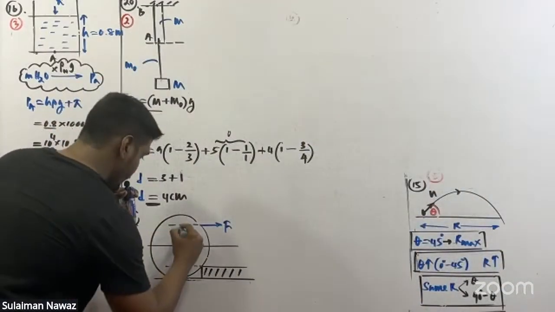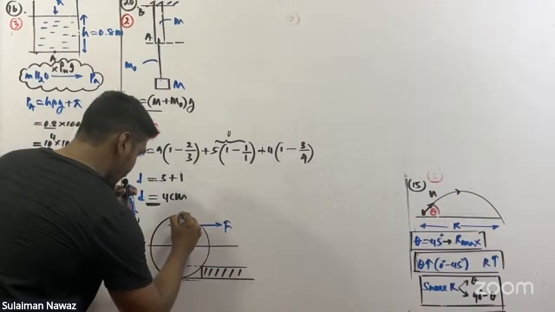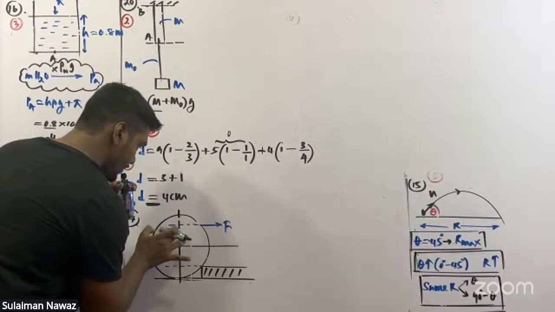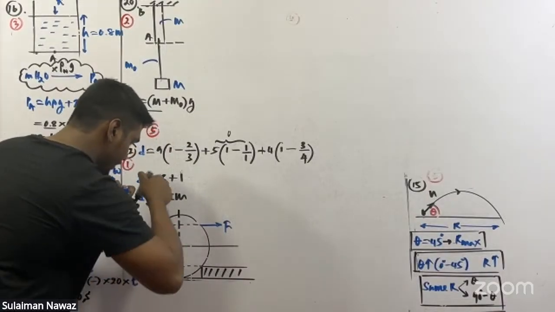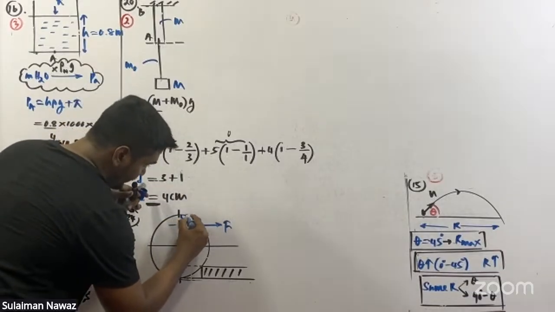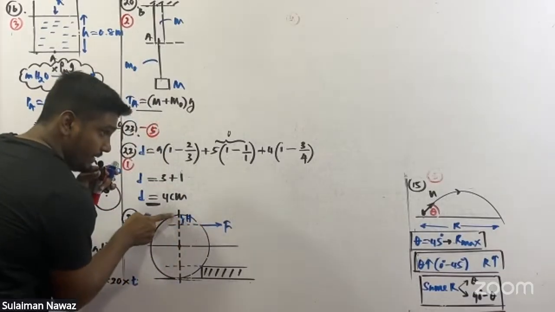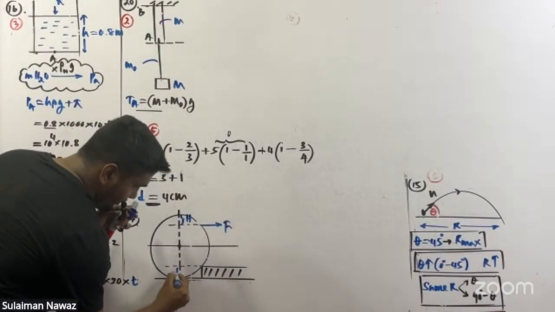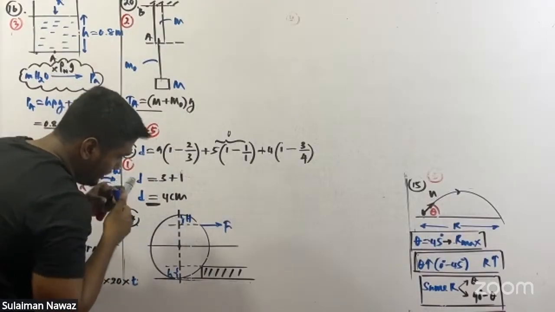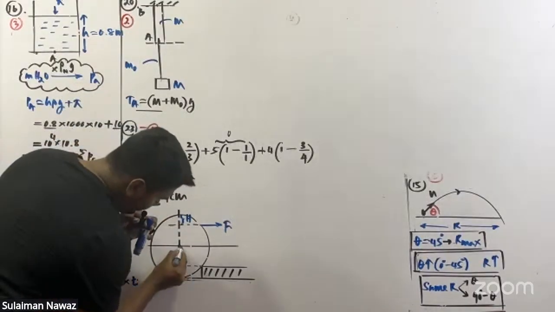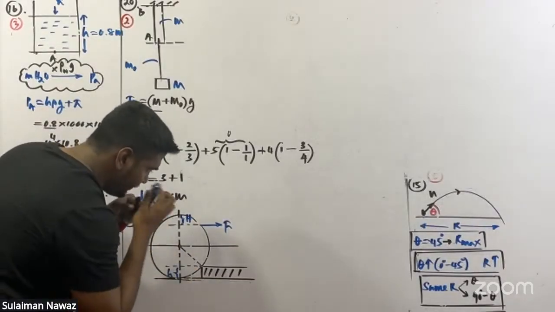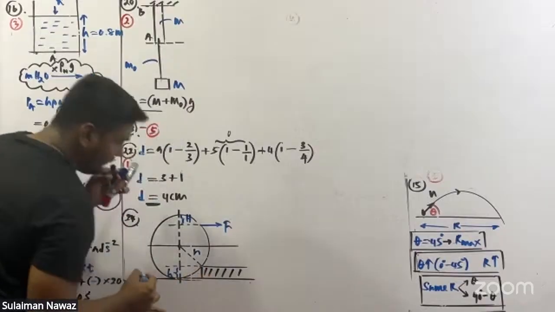Capital H. This gap here is capital H. I hope you can see the story. This is simple h. Look at this. This is the radius, simple r. Shall we mark the forces?